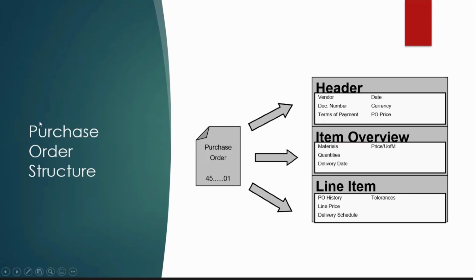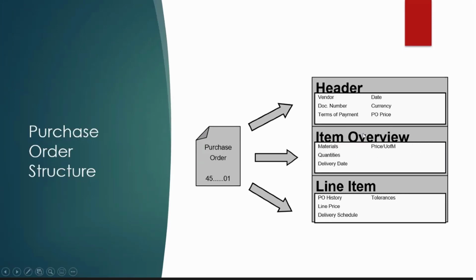And the purchase order structure is like this. You have the header, where you have all the information of the vendor, the date, the document number, the currency, the total price, and you have items. Items, what does it mean? Within the same purchase order you can buy many items. I want to buy computers, and I want to buy a printer. Okay, I put them in the items, in a table of items. They call this item overview. You can see the quantity and delivery dates and so on.